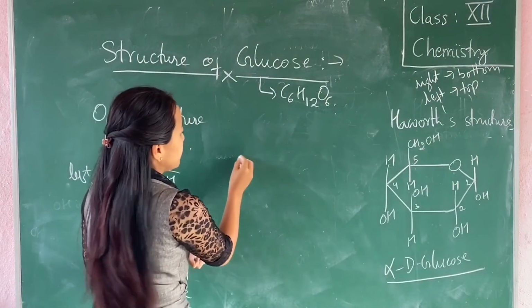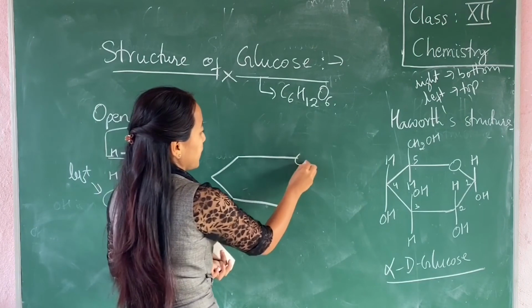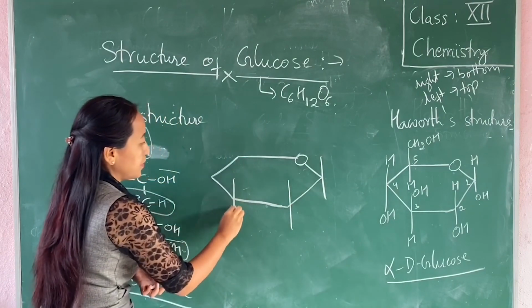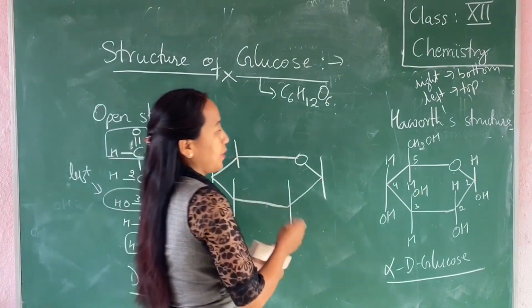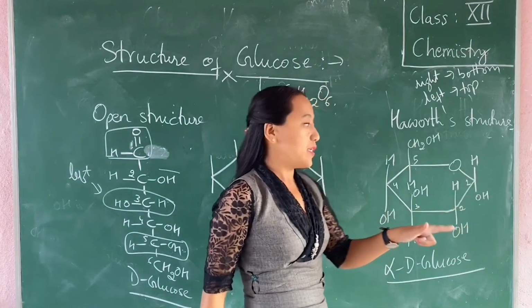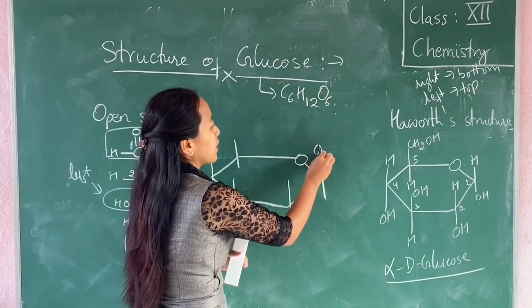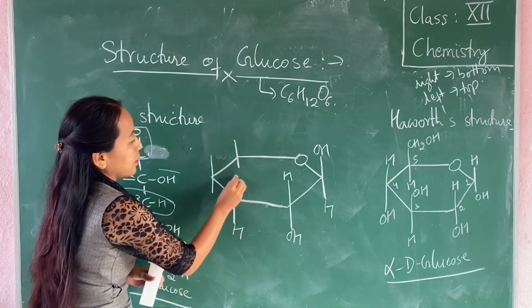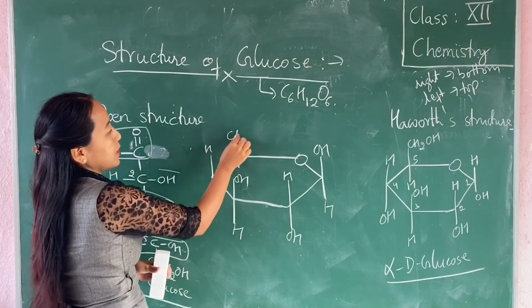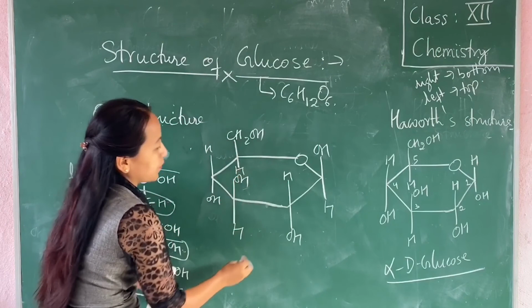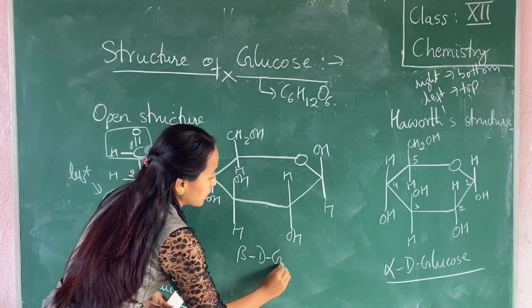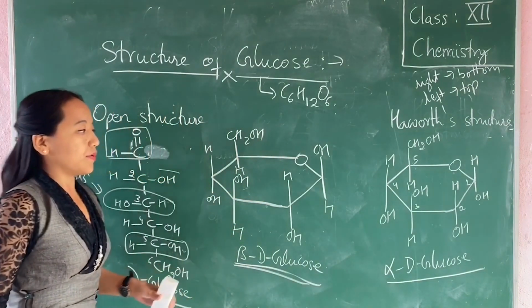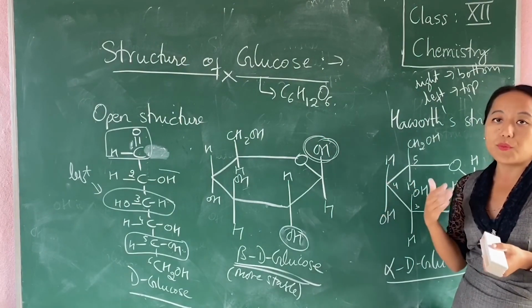Now in the case of beta D glucose, again this is a 6-membered ring, 1 oxygen and 5 carbon atoms. This is your first carbon, second carbon, third, fourth and the fifth carbon atom. Now in the case of beta, OH is on the left hand side. So OH will come on the top and then your hydrogen and rest remains the same. OH, OH, H, CH2OH and H. Now this is beta D glucose. So alpha and beta D glucose. So that's about the overall structure of the glucose. Now we will discuss one by one.